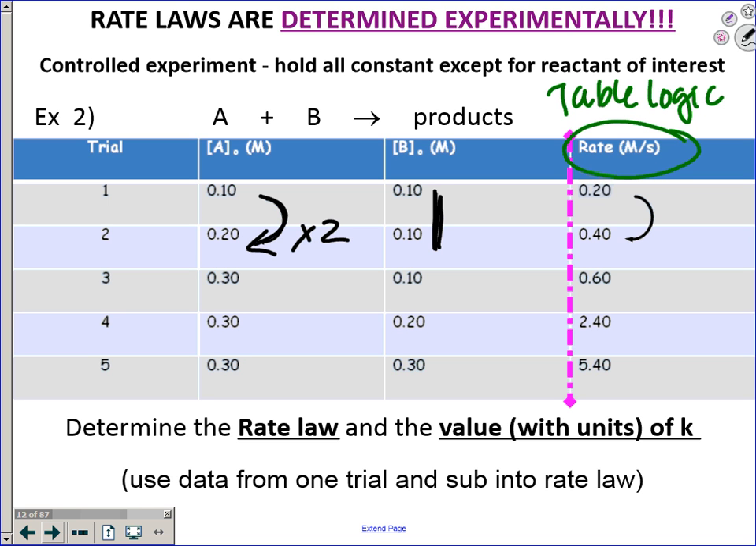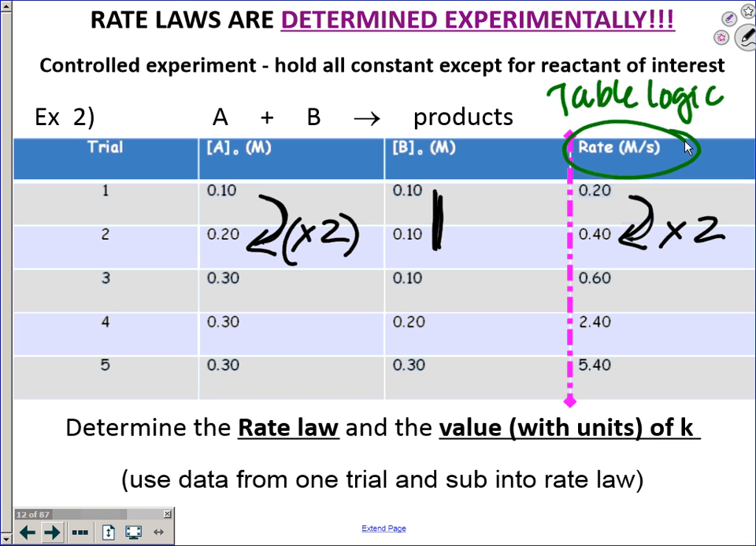How does that impact the rate? Oh, it multiplied it by 2 as well. So this is the concentration of A multiplied by 2. What power does that have to be? 1, right? So you already know the order of A. What's the order of A?